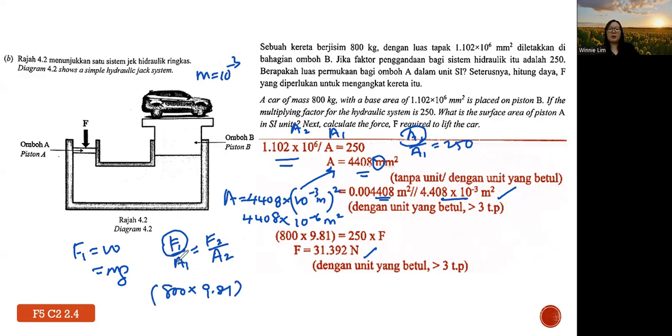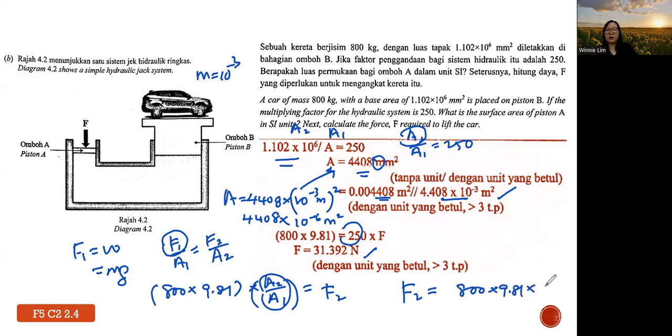Then you basically have A2 over A1 just now. I want to find F2, so A2 over A1 is this value. That's why we always make F2 the subject. So it's actually 800 times 9.81 times A2 over A1, which is 250. From here, you get the answer.